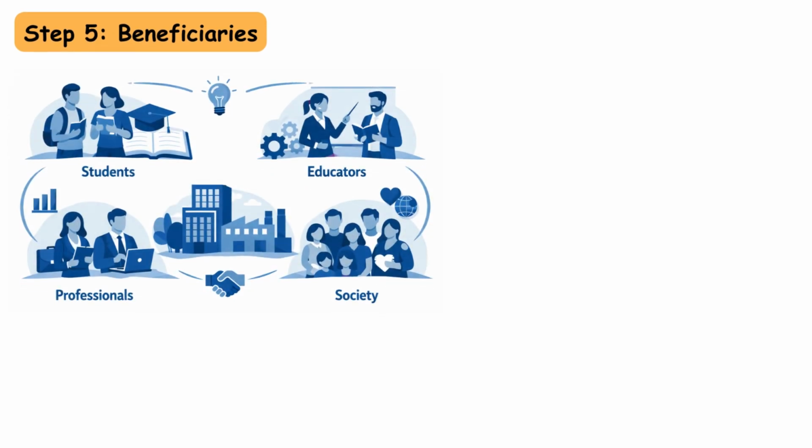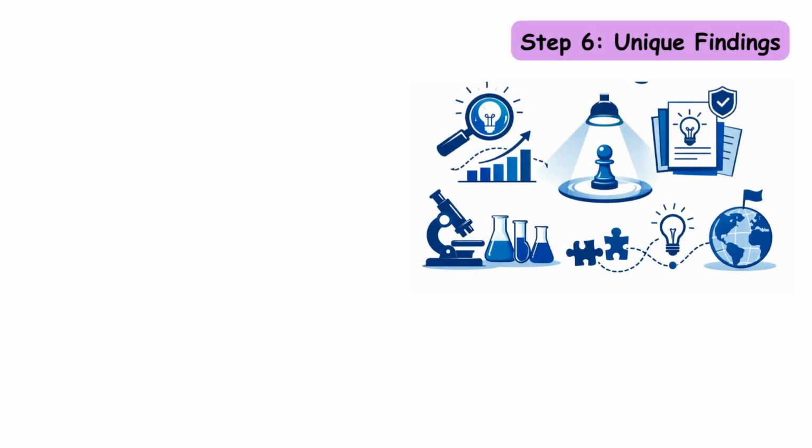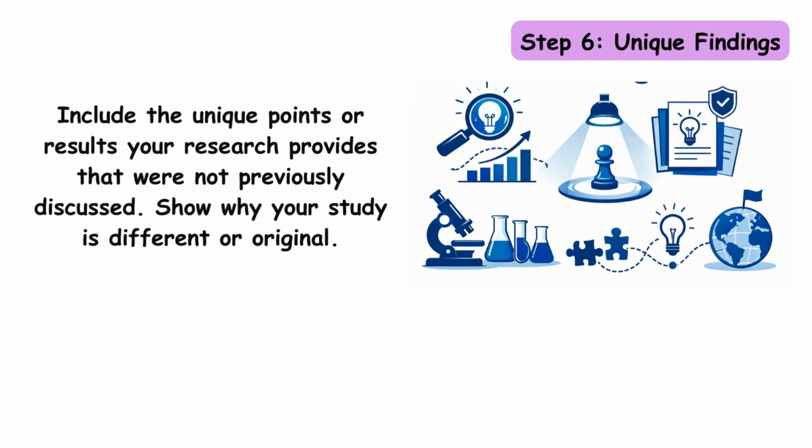Step 5. Beneficiaries. Include the groups or individuals who will benefit from your study. This could be students, educators, professionals, organizations, or society. Step 6. Unique findings. Include the unique points or results your research provides that were not previously discussed. Show why your study is different or original.